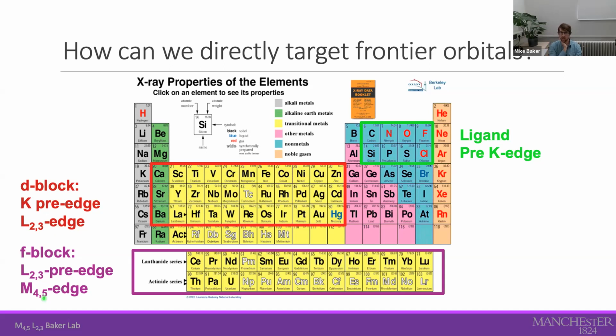So if your transition metal ion, for instance, is coordinated to a ligand of, say, chlorine, then it's possible to measure how the chlorine engages in bonding with the ion, and that's observed in the ligand pre-edge. So ligand pre-edge is outside of the scope of this talk, and really what I'm going to be focusing on are the K pre-edges and L edges of first row transition metal ions.